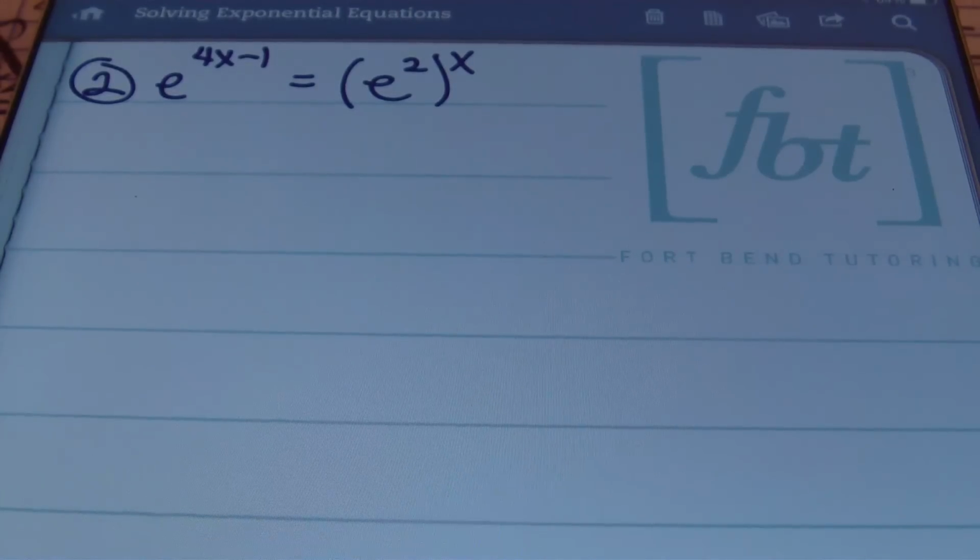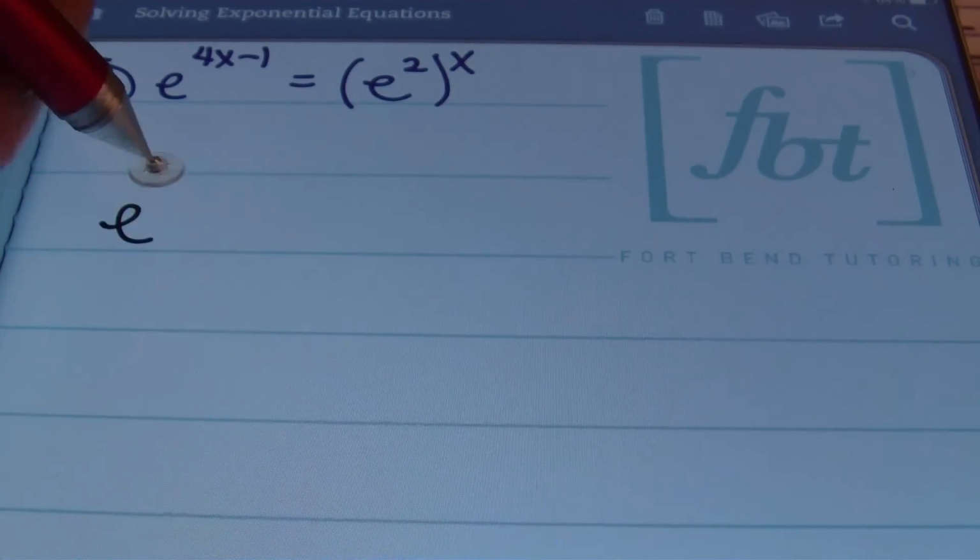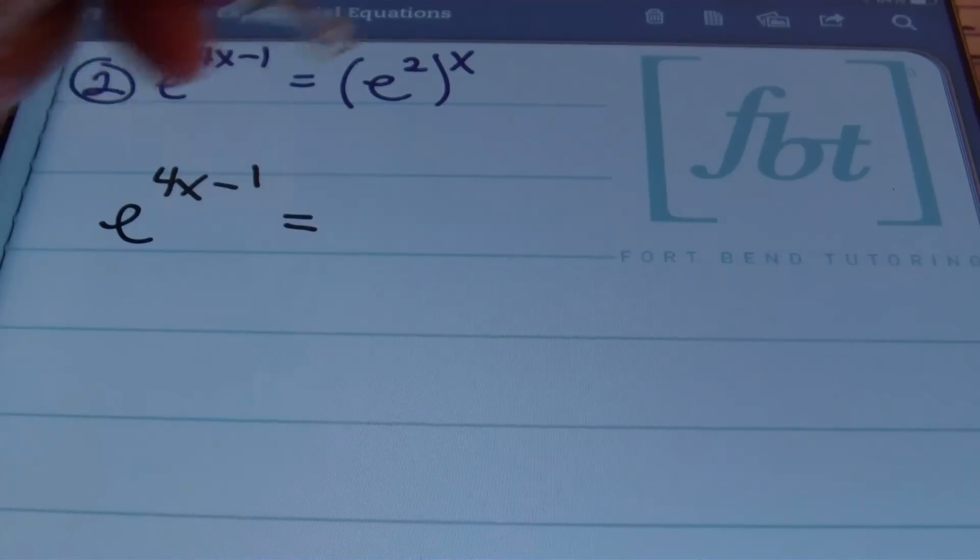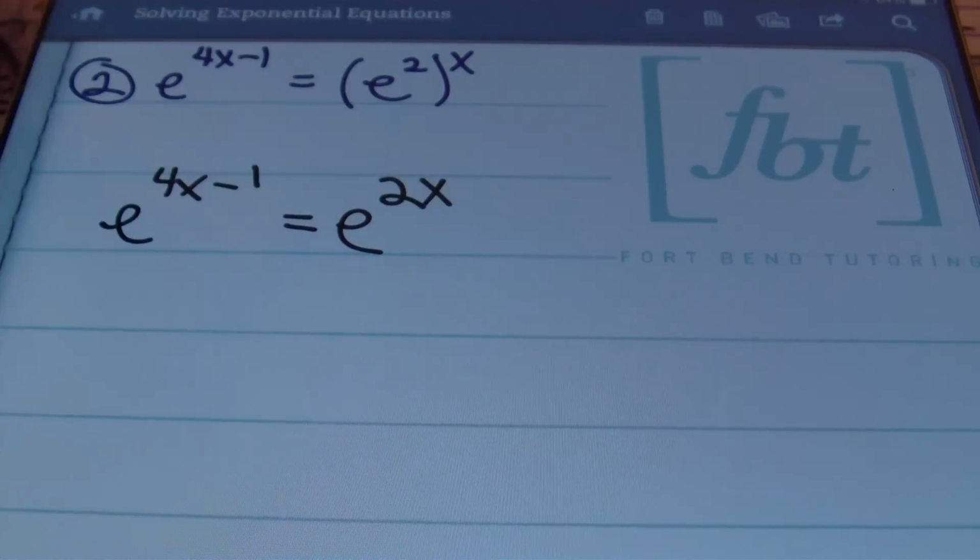In problem number 2, we have e to the 4x minus 1 equals e squared raised to the x. What I'm going to do here once again is recognize that I have a common base on either side of the equal sign, and on the right side I want to simplify those exponents. Remember, anytime you have a monomial raised to an exponent, you multiply those exponents together. So I'm going to bring down this e to the 4x minus 1, which will now equal e to the 2x.